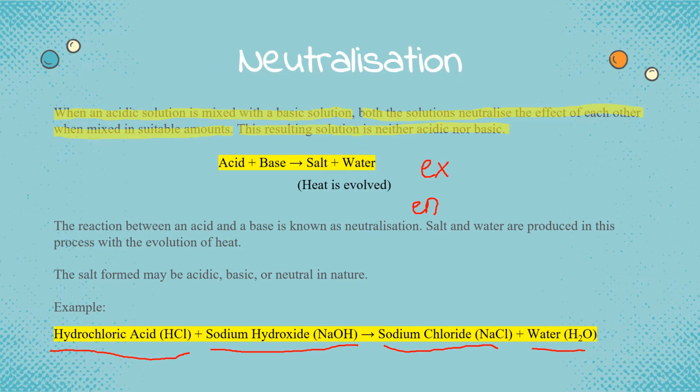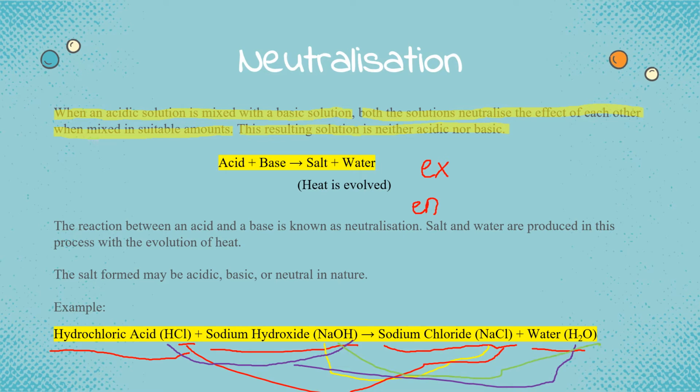Let me show you. Over here you see Na, and over here also Na, one. Then Cl over here, and Cl over here. For OH, you can see two hydrogens here and one oxygen over here. Both of the sides are balanced out.